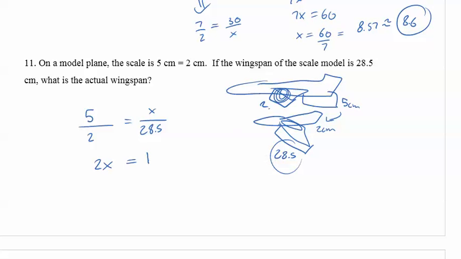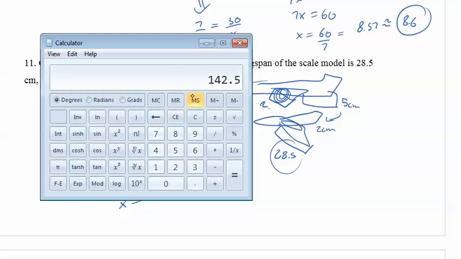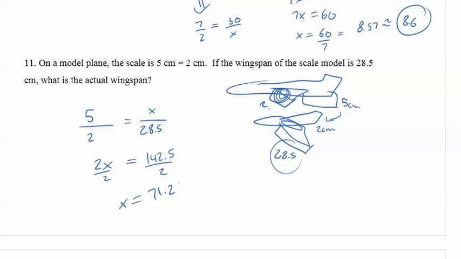Which is going to be 142.5. Divide by 2, or multiply by 1/2. That's going to be 71.25. So it's saying that if the small airplane's wing was 28.5 centimeters, the big one would have to be 71.25 centimeters. Don't forget the units.